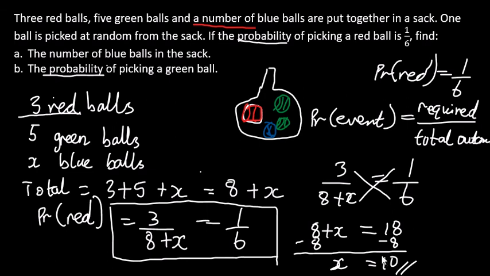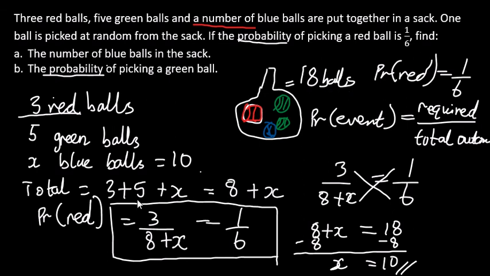So the number of blue balls is going to be what? The number of blue balls in the sack is 10. Now we can say the total number of balls in the sack is 8 plus x, that is 8 plus 10, and that is 18 balls.